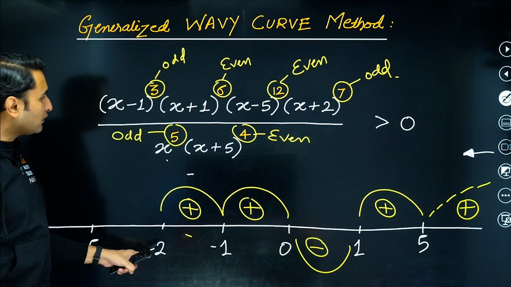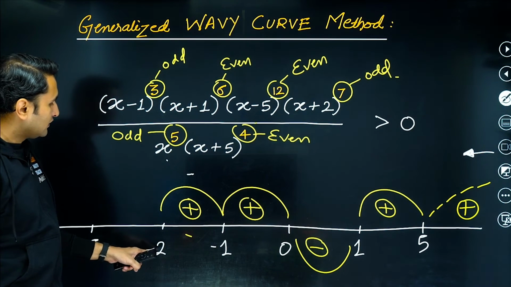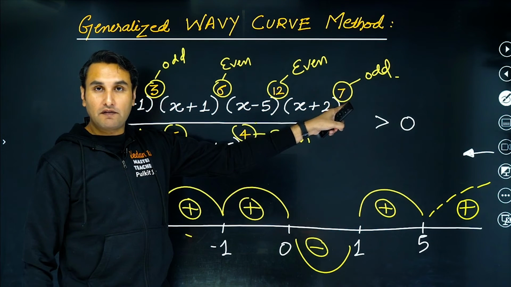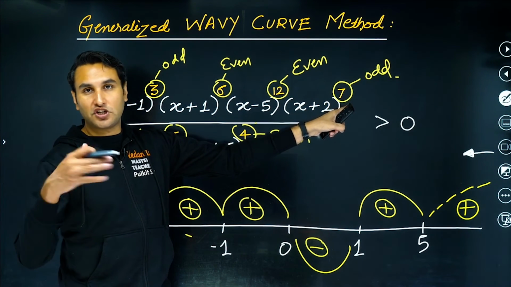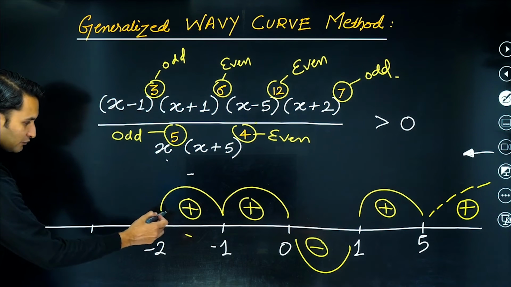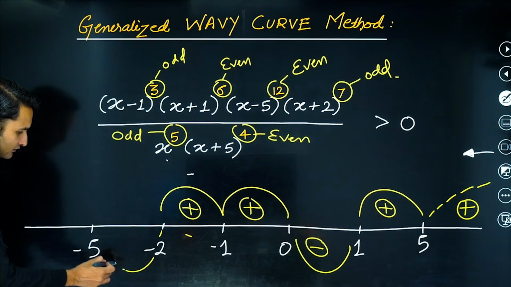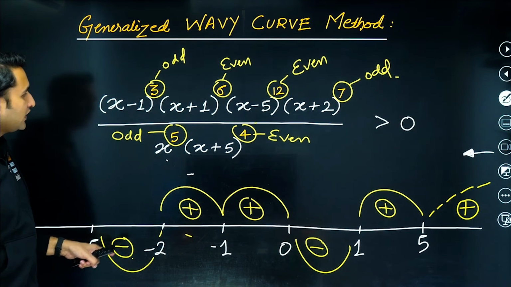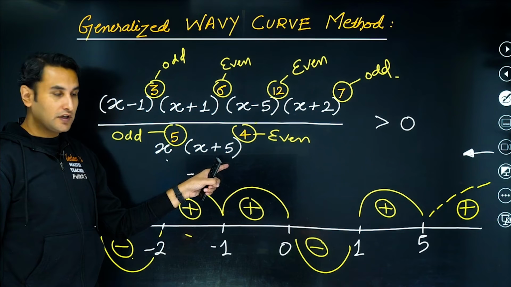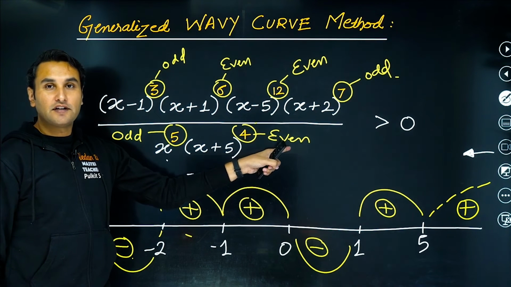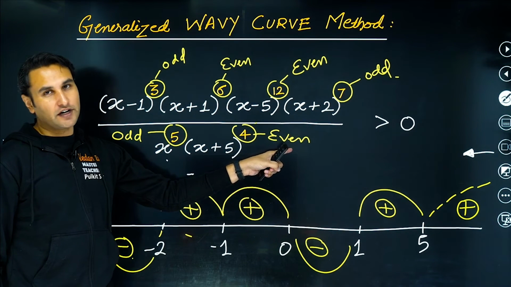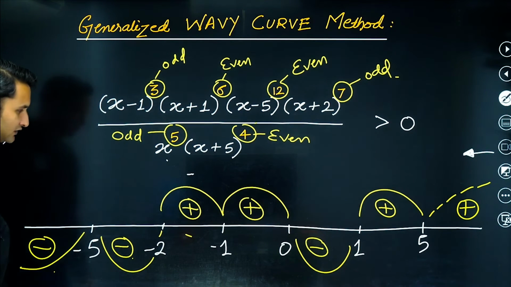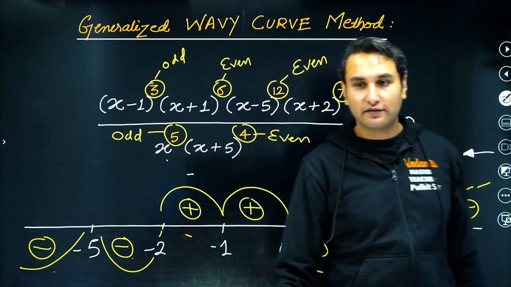Right. Now come to minus 2. Minus 2 has come because of x plus 2. What is the power? Odd. If the power is odd, the train says change the track. Ongoing track positive, change of the track negative. Minus 5. Minus 5 has come because of x plus 5. Power even. The train says power is even, I will continue with the sign. That's it. You have your wavy curve.